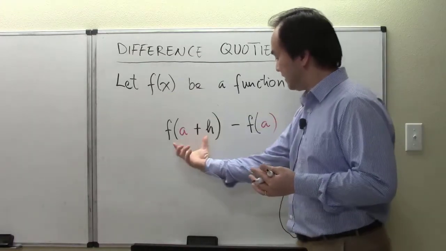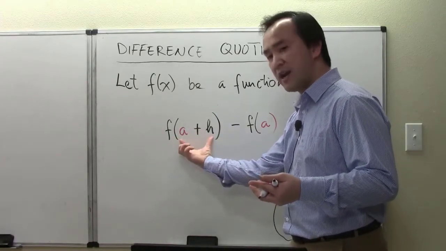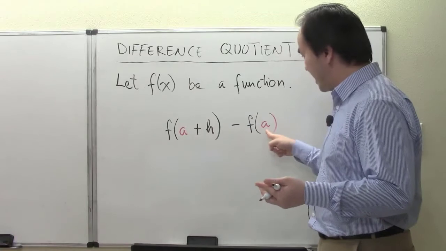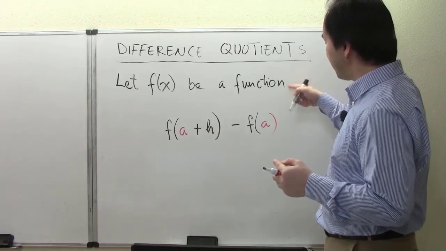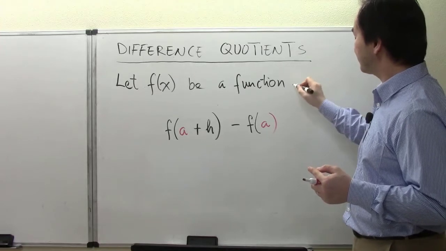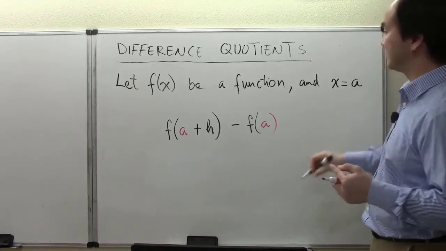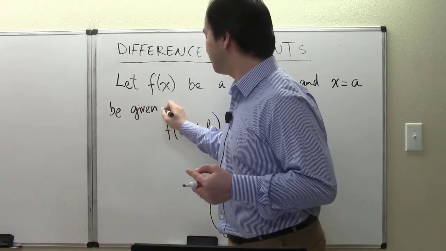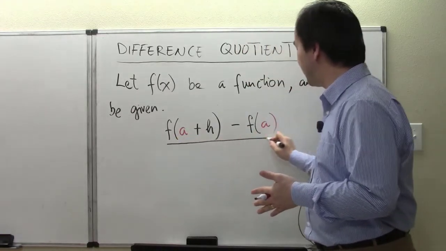Now we're going to set up an expression. So far it's a function evaluated at some expression a plus h, minus the function evaluated at a. Of course, a here is a given value. So let me go back to my beginning statement and add a line here. Let f of x be a function, and x equals a be given. Okay, so now this setup, and now divided by h.